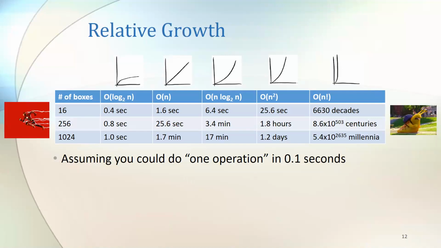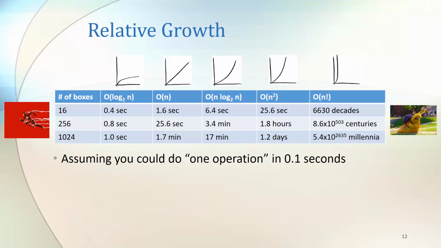Imagine you had an algorithm that fits each one of these different magnitude orders of growth, right? Going from left to right, it goes from more flashy to more sluggish. The growth in time gets worse as you go more to the right as opposed to the left. More to the left is pretty good, more to the right is like, you don't want to encounter that. So if you can assume you can do one operation in 0.1 seconds, and you have 16 boxes, 256 boxes, 1024 boxes.